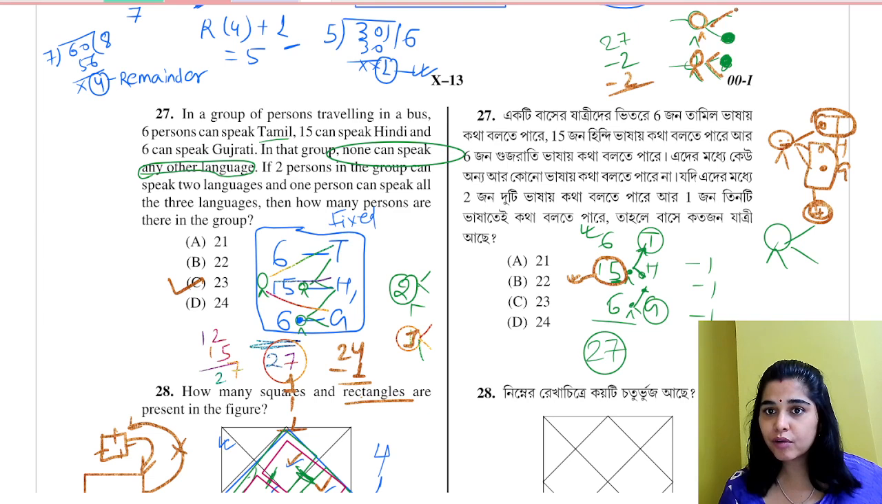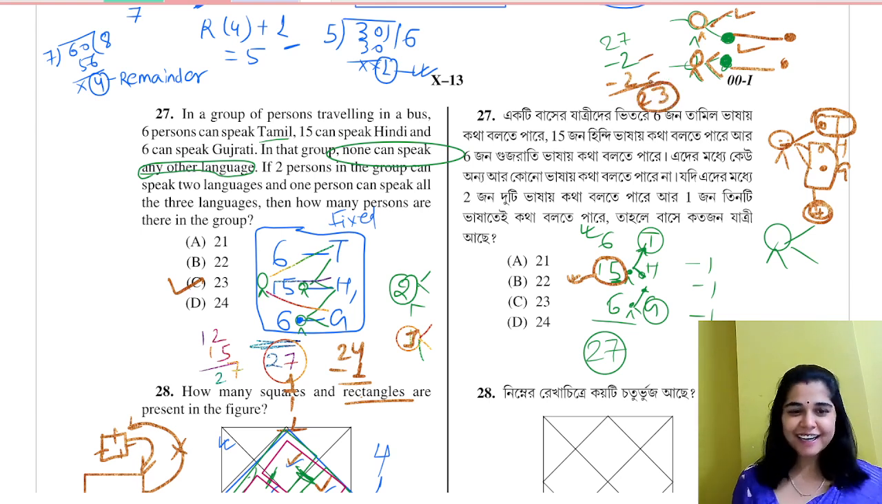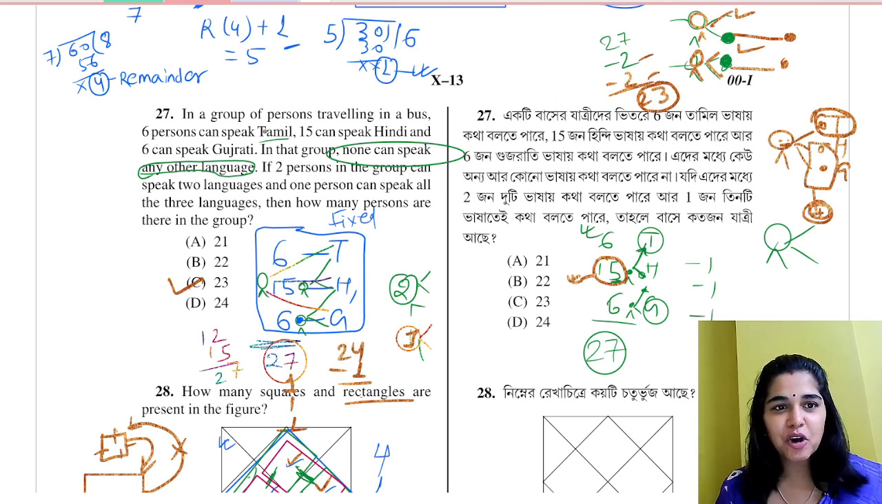In a similar way, 1 is included in the group, but this one and this one are the extra. That's why they are also here. So, 23. Wow. Well done. We did all the questions.